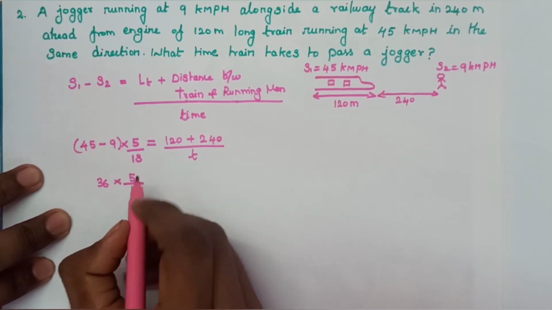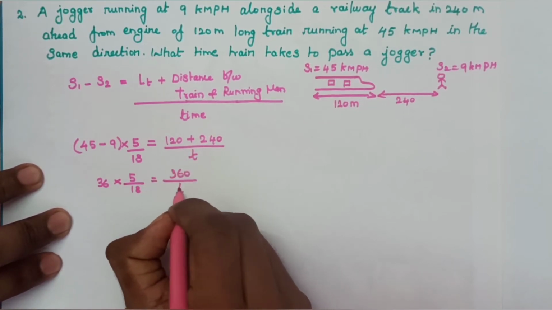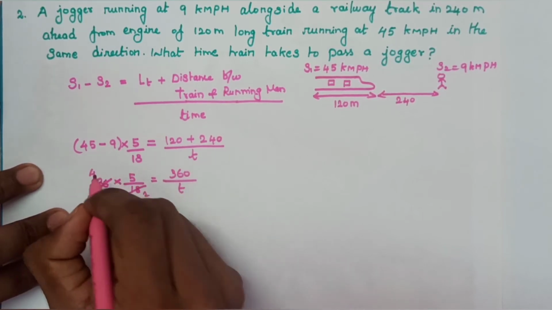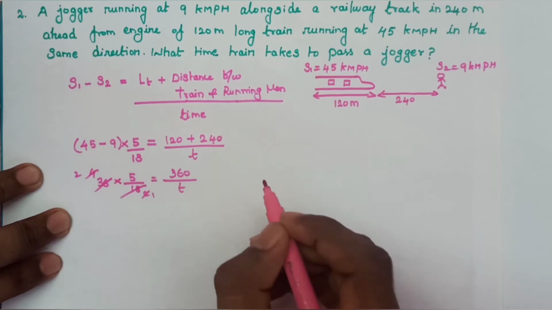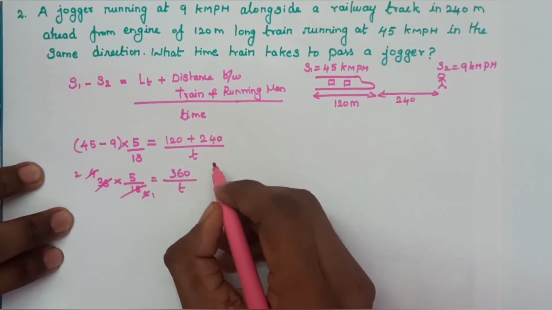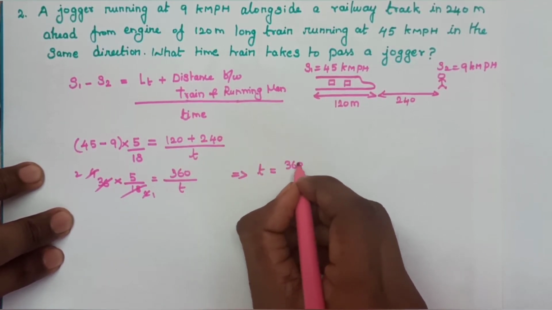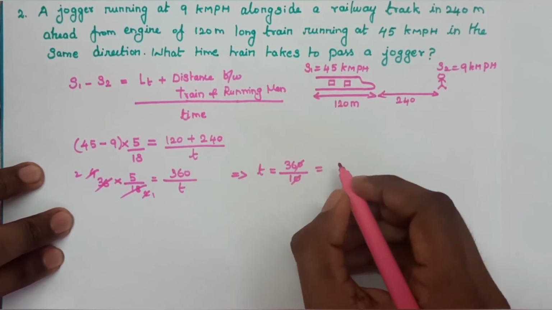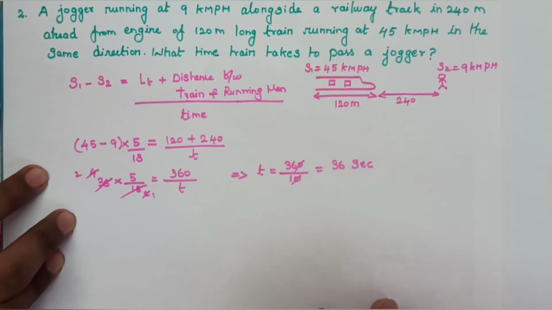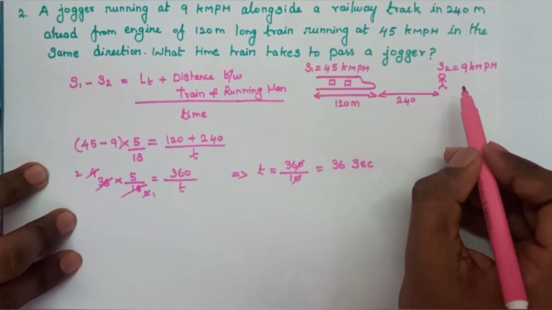5 by 18 into 120 plus 240 is what? 360 divided by t. 2 9s are 18, 4 9s are 36, 1 2s are 2, 2 2s are 4, and 2 4s are 10. If 10 will go to that side, it will reciprocate, right? So obviously t equal to 360 divided by 10. If you simplify this, you will get 36 seconds. The train would have taken 36 seconds in order to cross this running man.